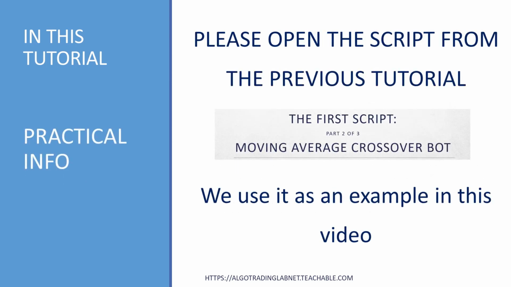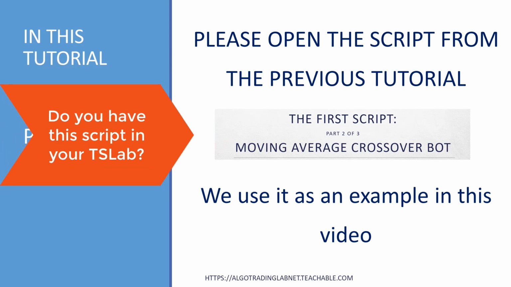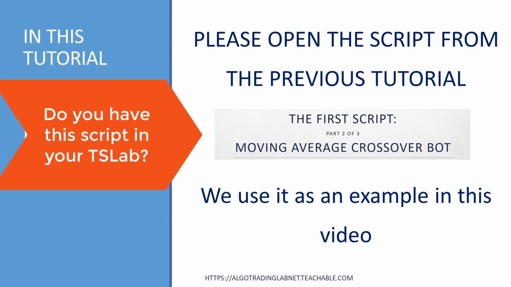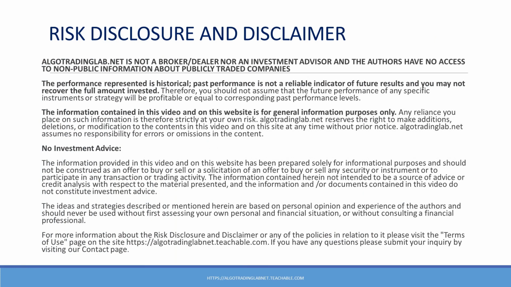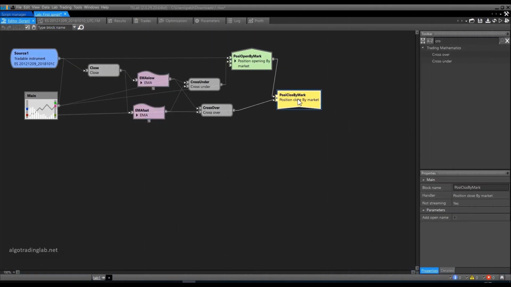If you haven't seen our previous tutorial, The First Script, part 2 of 3, Moving Average Crossover Bot, we recommend that you do so, as we use the script from that tutorial as an example. At the end of the lesson, I will share with you some tips and tricks to help you in your work.